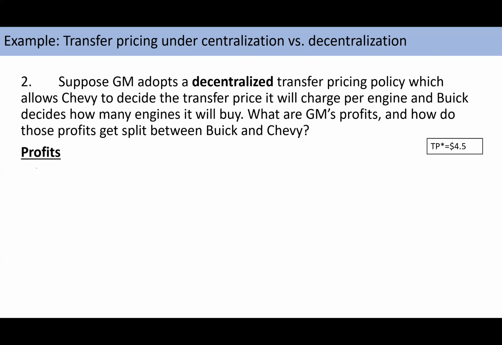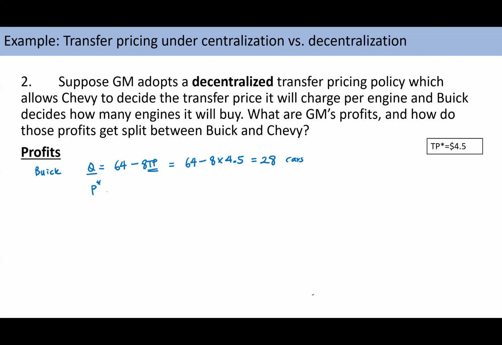So if we go back to Buick, we know that the quantity that helps them maximize their profit was when 64 minus 8 TP equals quantity. We know what the transfer price is now, so we just have to plug that in. 64 minus 8 times $4.5. So that is 28. So Buick will be able to maximize their profit given a transfer price of $4.5 when they sell 28 cars.